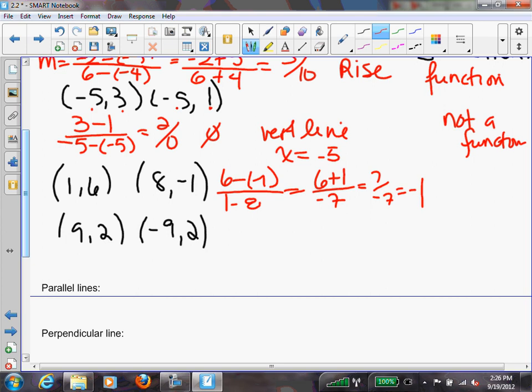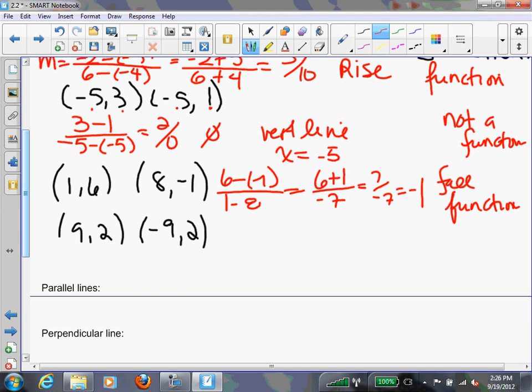7 over negative 7 is negative 1. Rise or fall? Because it's negative, you're falling, right? You're going down. Function? It's a function. Why do we know that it's a function? The x doesn't repeat. Okay?